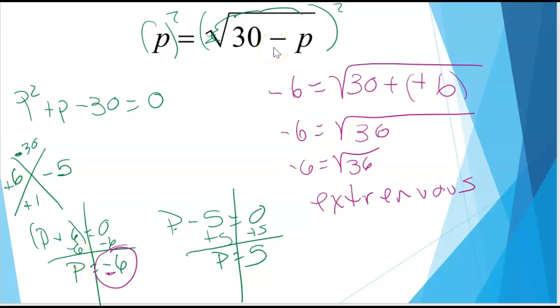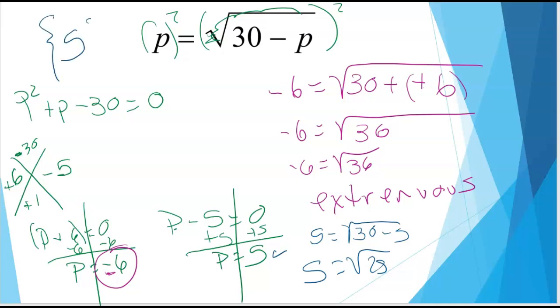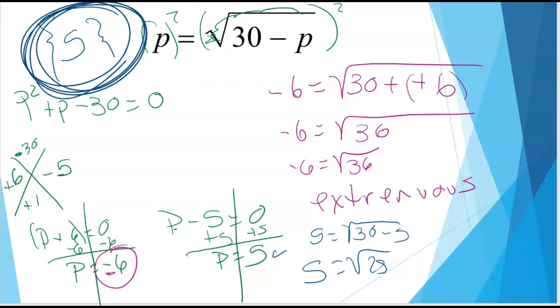Let's try the 5. 5 equals the square root of 30 minus 5. Well, 30 minus 5 is 25. Is the square root of 25 5? Yes, it is. So that means our only solution here is 5. The 6 didn't work, right? It was extraneous.